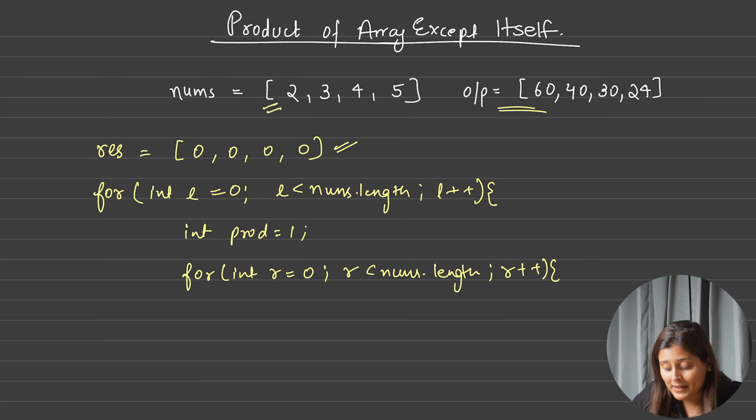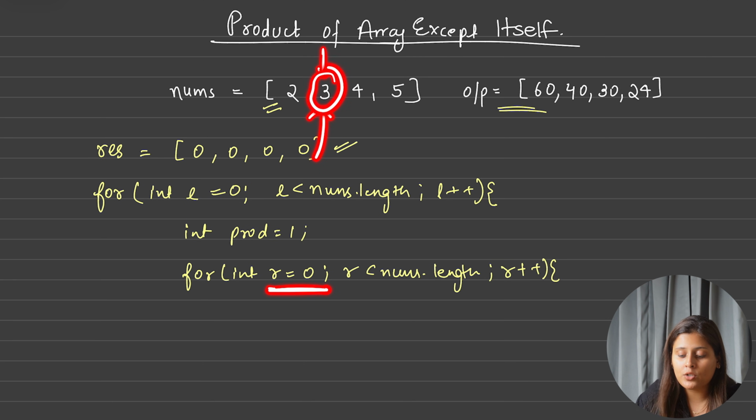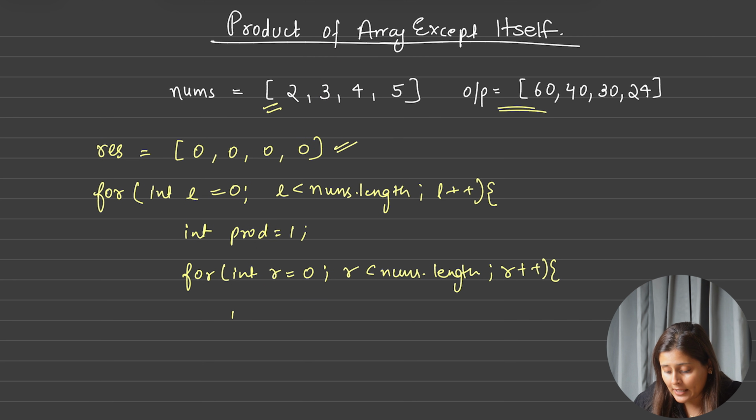Okay, and whenever my right pointer hits the same left pointer, that number I will not include in the product. So how can I write this? If right is equal to left, then we will simply continue, correct? Otherwise what we will do? In the product we will multiply our what?